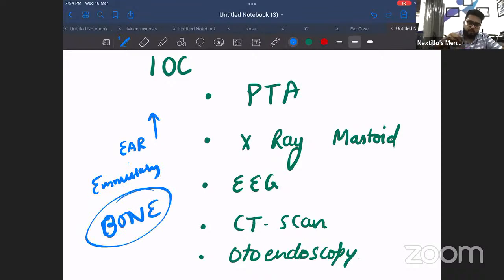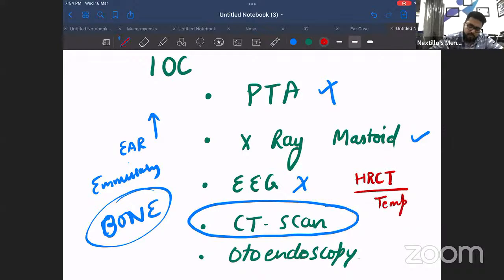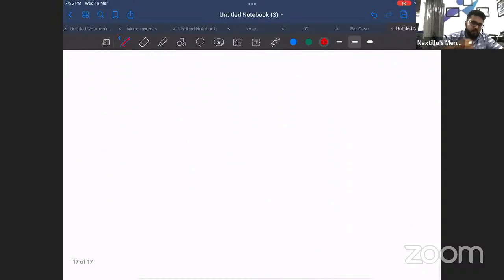So if there will be erosion of bone, will it be seen in PTA? No. Will it be seen in X-ray mastoid? Yes, can be, but not sure. You will not be able to identify it correctly, like where the bone has been eroded and how much. Will EEG tell us? No. CT scan. So the investigation of choice here becomes CT scan, and the correct terminology we should use is HRCT, high resolution computed tomography of temporal bone. Okay, this is the answer. Okay. So next question.